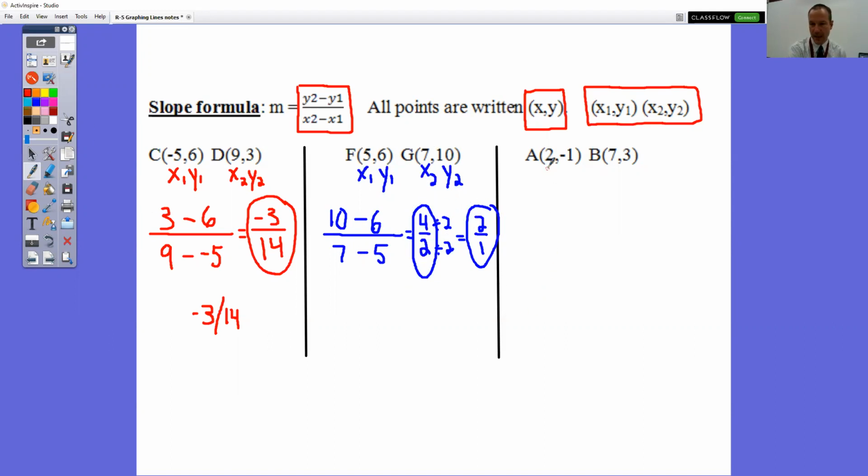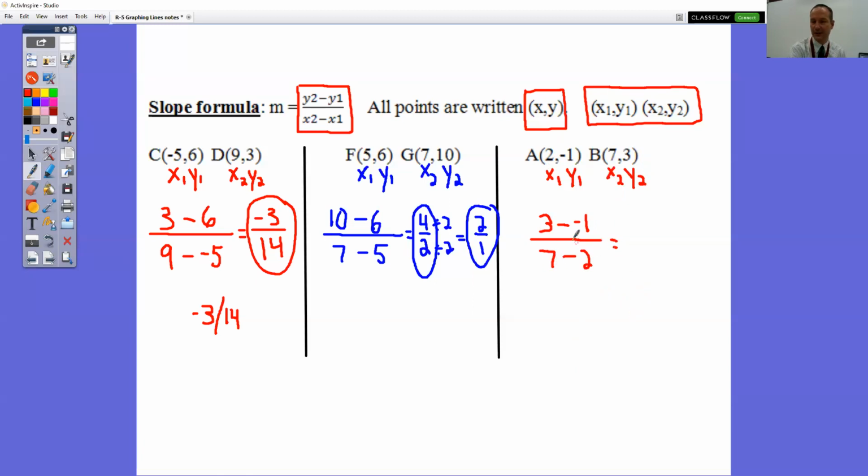Take a look at this third one. All points are written x comma y. So 2 is an x, -1 is a y. 7 is an x, 3 is a y. -2 comma 1 is your first point, so these get ones. 7 comma 3 is your second point, so these get twos. Draw your fraction bar, put your 2 minus signs. y2 minus y1. 3 minus -1. x2 minus x1, 7 minus 2.